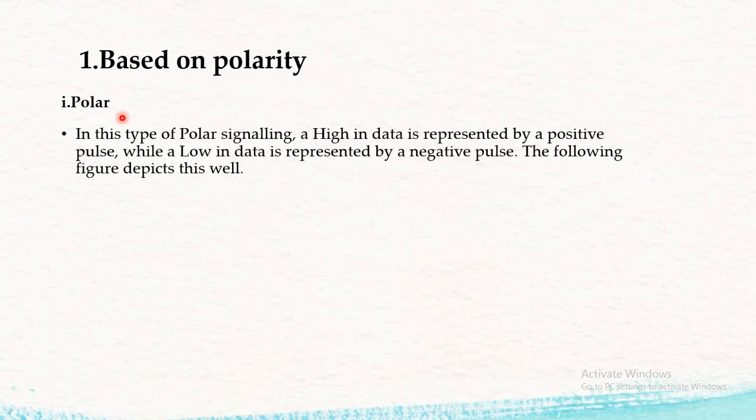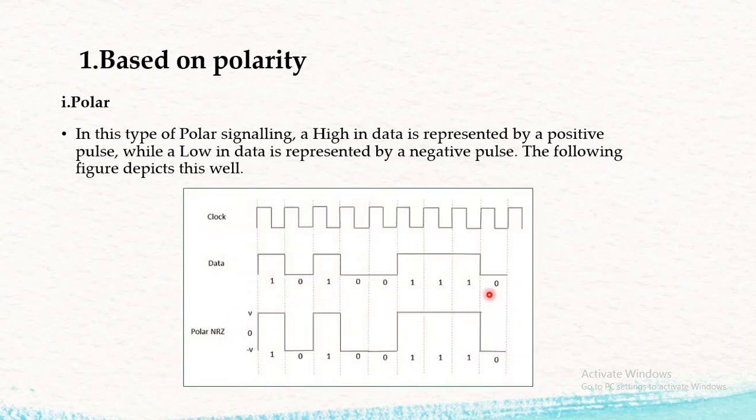So first category, based on polarity. The first type of line code is the polar line code. In polar signaling, a high in the data is represented by a positive pulse and a low in the data is represented by a negative pulse. It is shown here. This is your data, and with respect to the clock we are showing the data. The positive pulse is shown by a positive line, and the zero or lower value is represented by the negative pulse. In a polar code, the positive has an amplitude of plus V and the lower value is shown by an amplitude of minus V. This type of representation is called polar signaling.